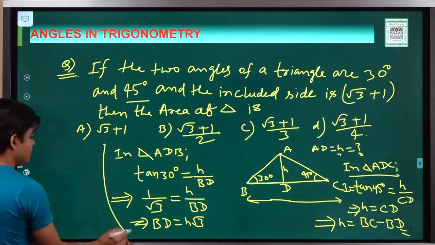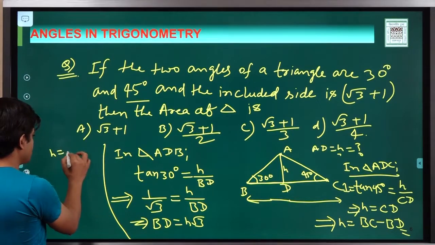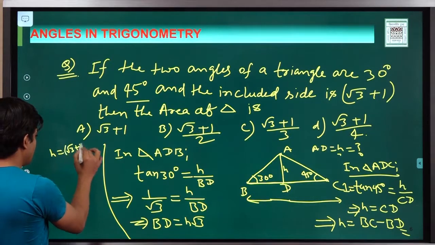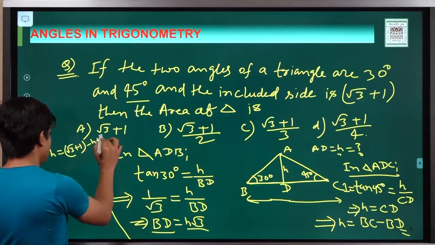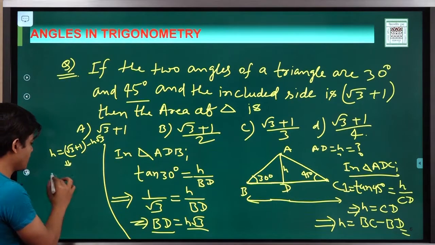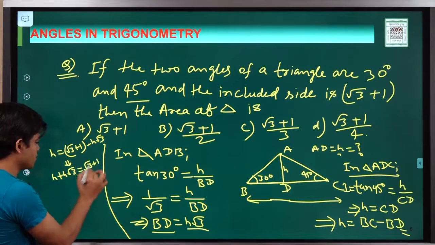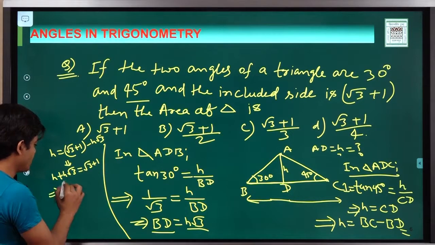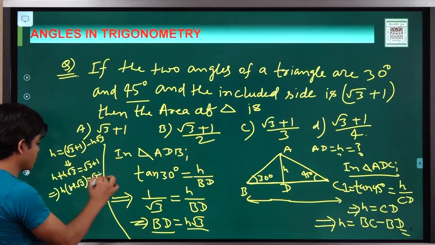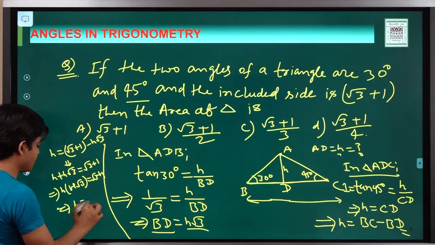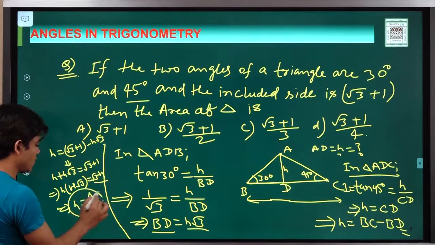So what can we write over here? H equals BC, BC is root 3 plus 1, and minus BD, which is H root 3. So from here we get H plus H root 3 equals root 3 plus 1. So H into 1 plus root 3 equals root 3 plus 1. From here we can say H equals root 3 plus 1 by root 3 plus 1. So H will become 1.